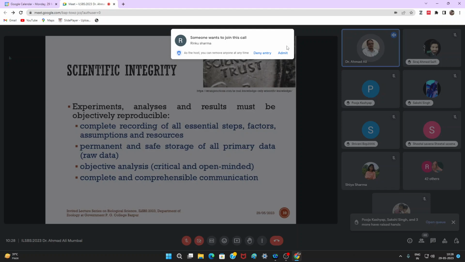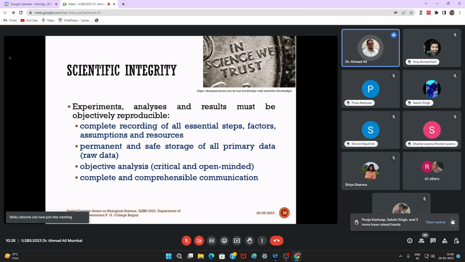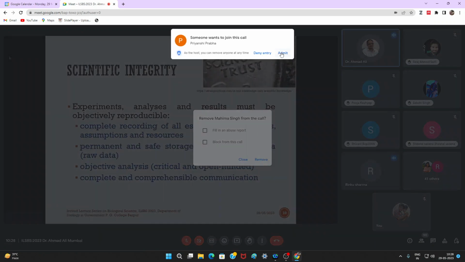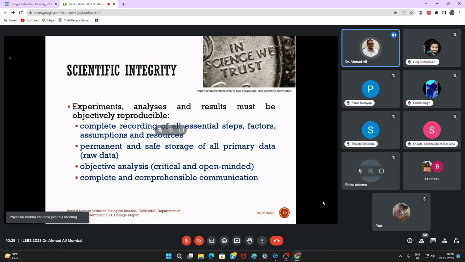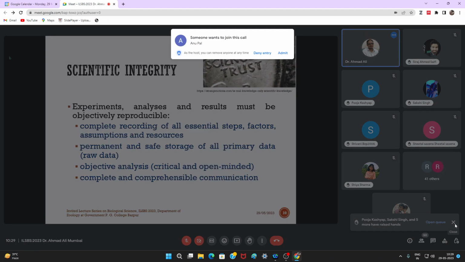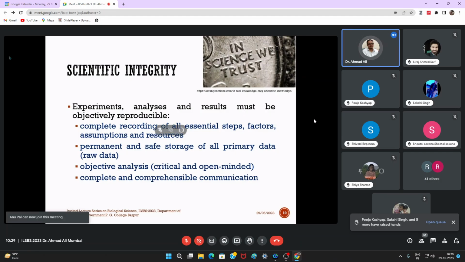That's why we say that the complete recording of all essential steps, factors, assumptions, and resources must be maintained. We have seen these issues during the patent of turmeric and other things. We had a long course of legal action to claim that turmeric and all these things have been reported. Many things we have lost during the period because of improper documentation.